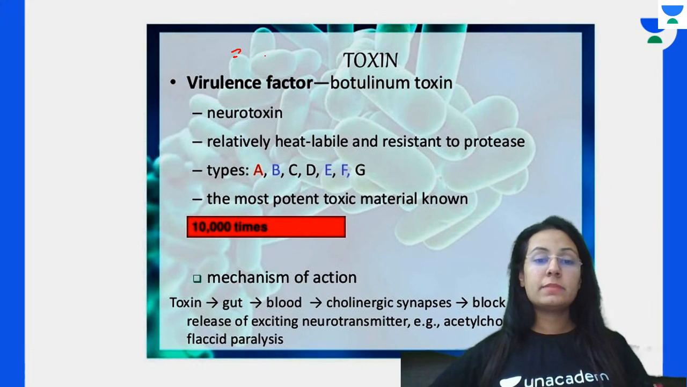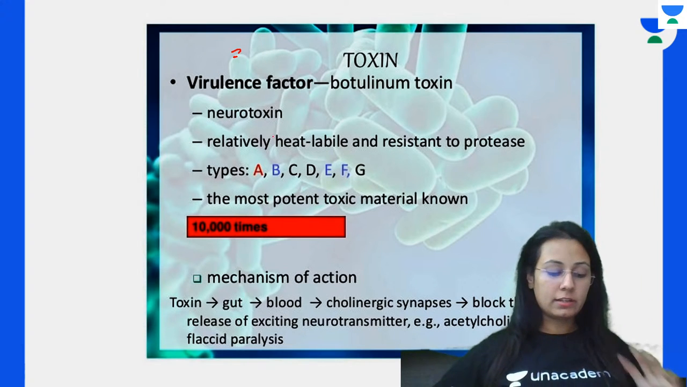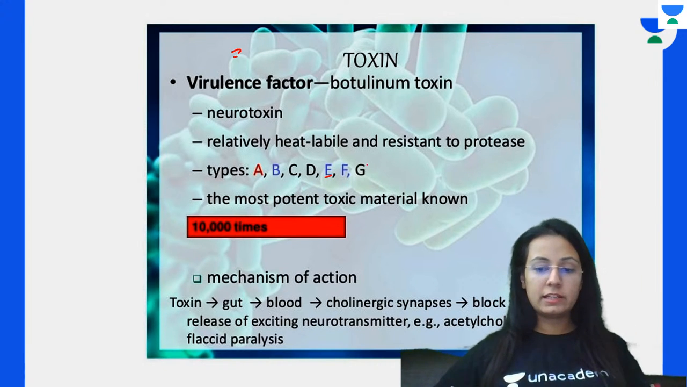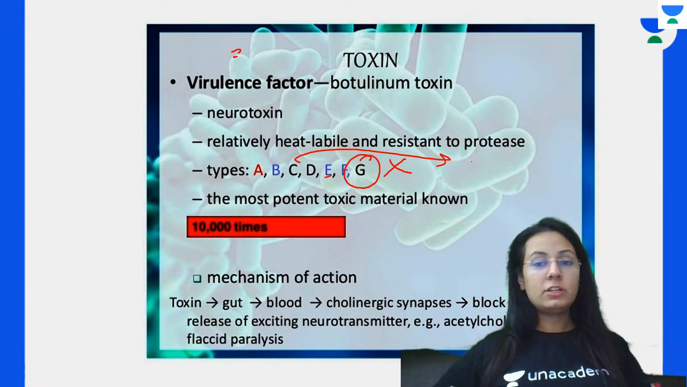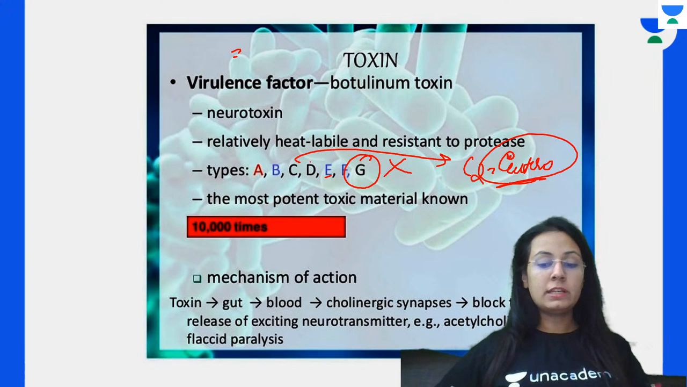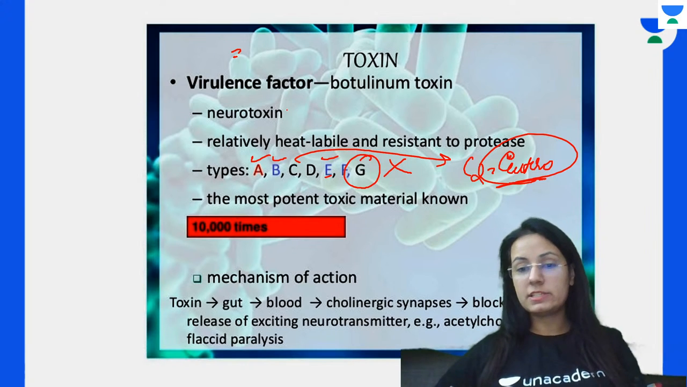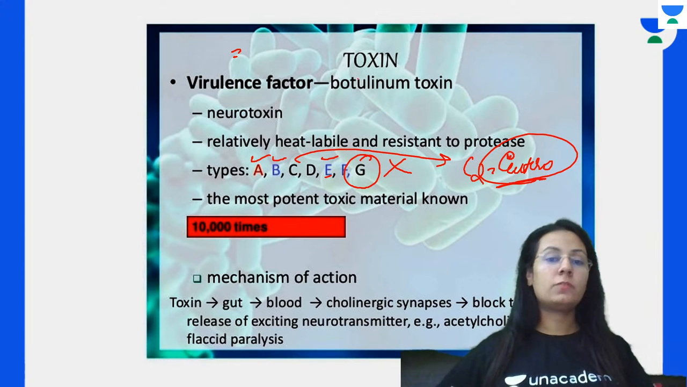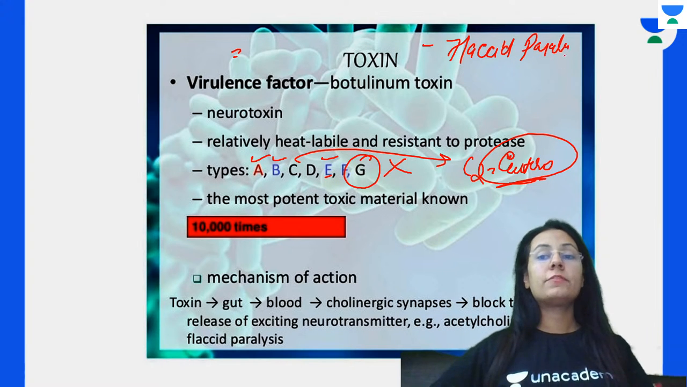Now, the virulence factor is mainly the botulinum toxin, of which there are 8 antigenic types, A to G. G causes no disease, and C2 is not a neurotoxin. Although the botulinum toxin is a neurotoxin, C2 is not. A, B and E are mainly responsible for causing human disease, and what does it cause? Flaccid paralysis.